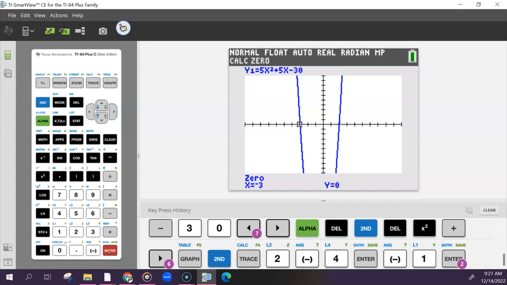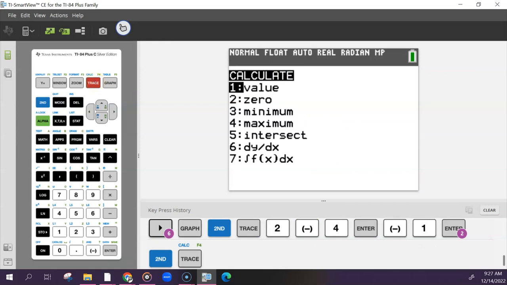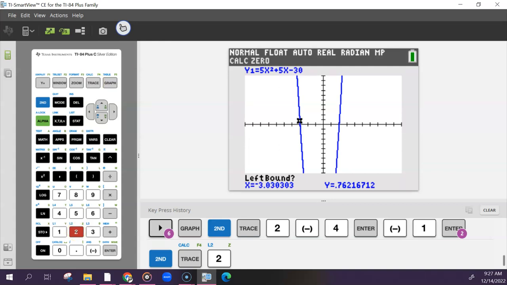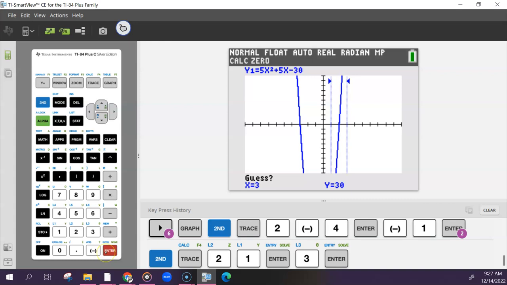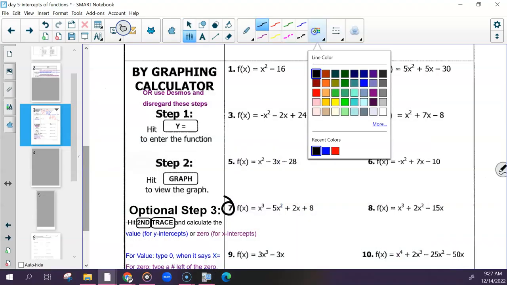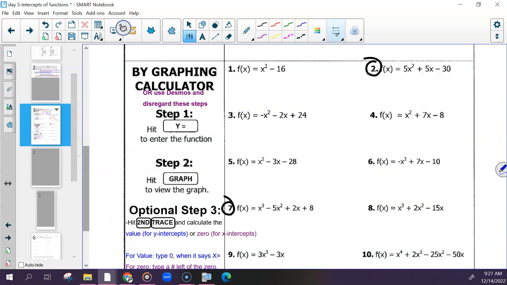Just in case you missed that, I'm going to do it again, but for the other side. So I have to go back into second trace, go back into 0. Now I need a left bound of this one. Someone give me a number that would work. This one? 1 would work. And then I need something to the right of this. Someone else give me a different number that would work. Then hit enter. And it would tell me what that 0 is. So then for these problems, you would just say, did in the calculator and write down your 2 zeros. We still need to find our y-intercept, but we'll do that here in 1 second.